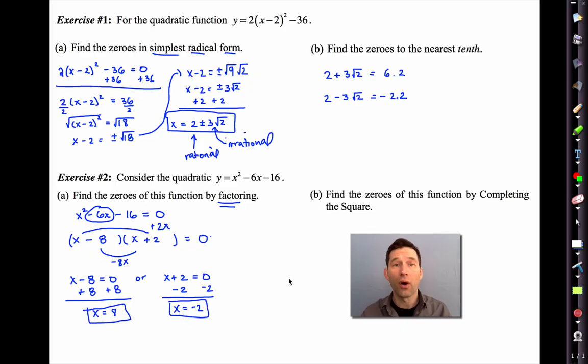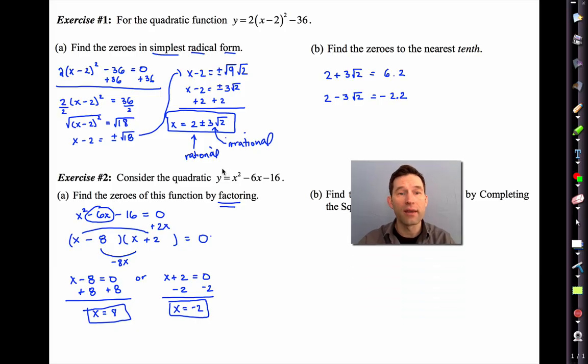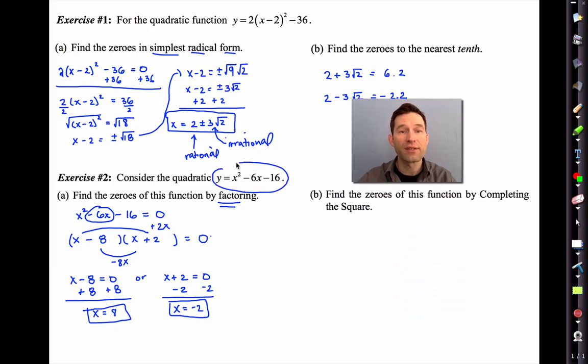Now I claim that you can also find these the way that we did it in exercise 1, but by completing the square. The thing that's of course challenging is that our quadratic here is not written in vertex form. All right, so let's take a look at how we can do that. Let's take x squared minus 6x minus 16 and set it equal to 0. Now your teacher may show you a slightly different way of doing this. I have my own particular way.